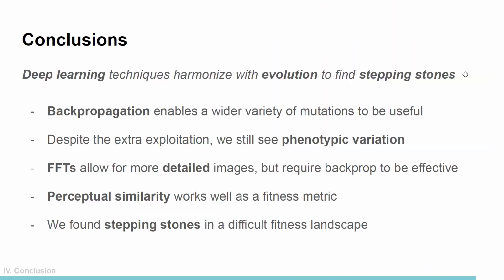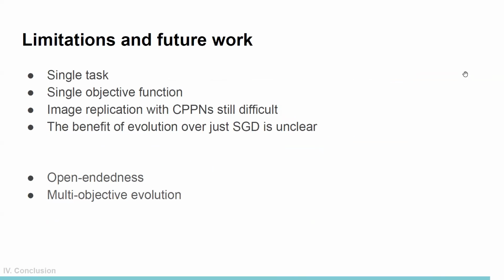So in conclusion, we use a lot of deep learning techniques here to add to CPPN NEAT, and we found that they harmonized well with the evolutionary approach. And so we were able to find stepping stones in a very difficult fitness landscape. We saw that backpropagation actually enabled a wider range of mutations to be useful, so it actually increased the diversity during search. And then we still saw that phenotypic variation despite having the extra exploitation. Fourier features, again, increased the detail of the images. Perceptual similarity seemed to work well, and we found those stepping stones in this difficult fitness landscape.